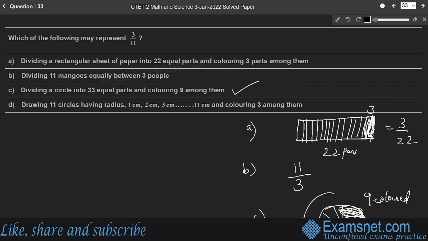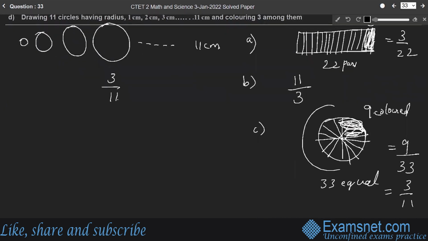You can check with option D also. Drawing 11 circles having radius 1 centimeter, 2 centimeter, 3 centimeter, up to 11 centimeter. Though there are 11 parts, among them 3 are colored, but this is not equal to 3 by 11 because a fraction is nothing but part of a whole.